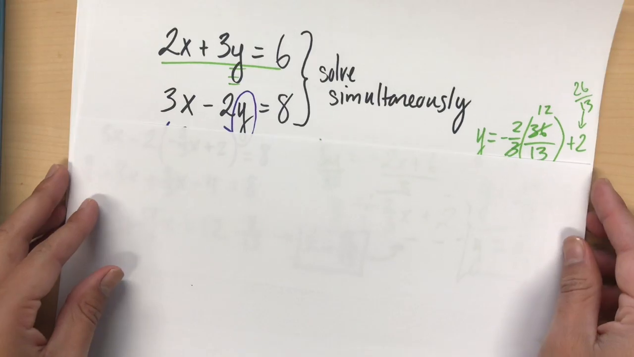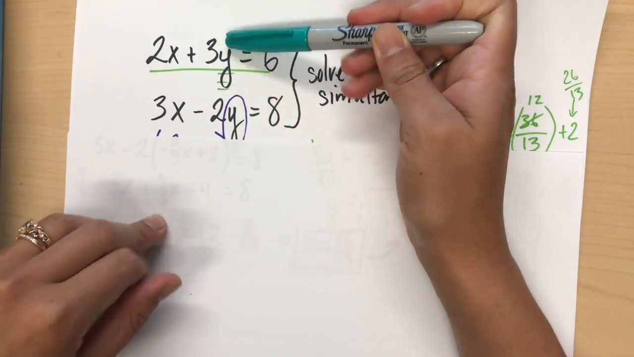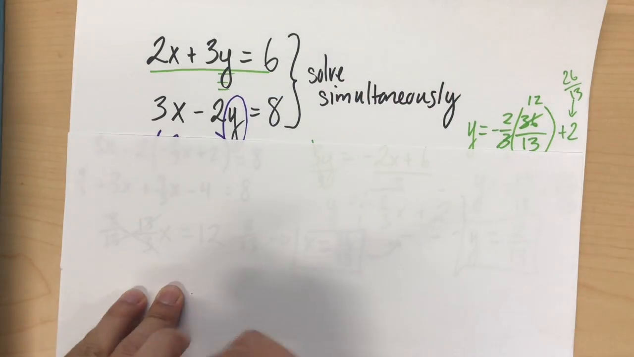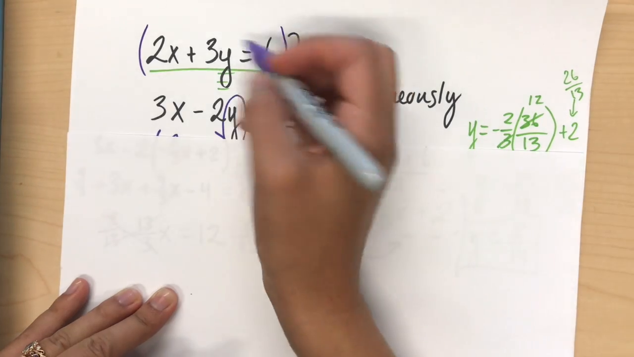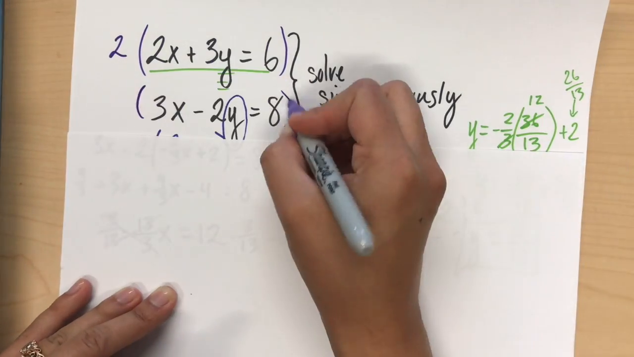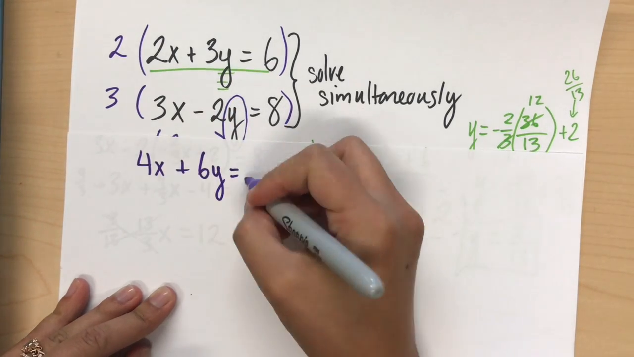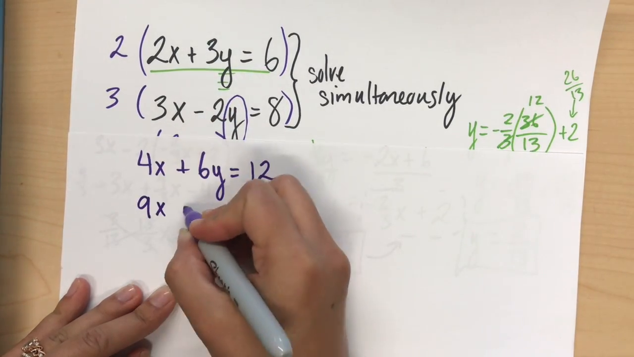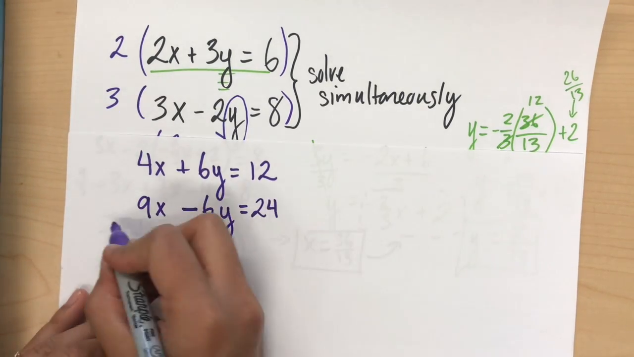Now, we're going to look at this with a different method of solving, where we're actually going to add the two equations together. So I'm going to look at y, and I'm going to try to get them to have the same coefficient but opposite sign. So I'm going to multiply the entire first equation by 2 and the entire second equation by 3. I end up getting 4x plus 6y is equal to 12, and then 9x minus 6y is equal to 24.